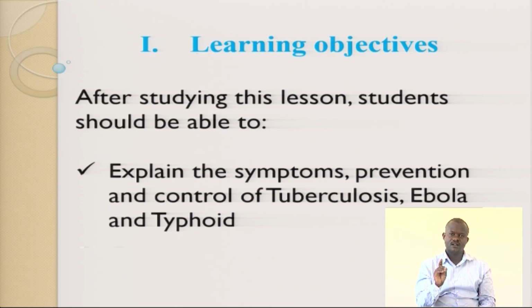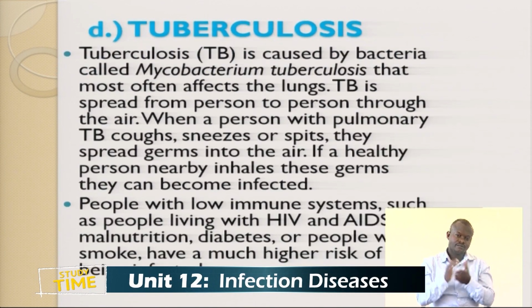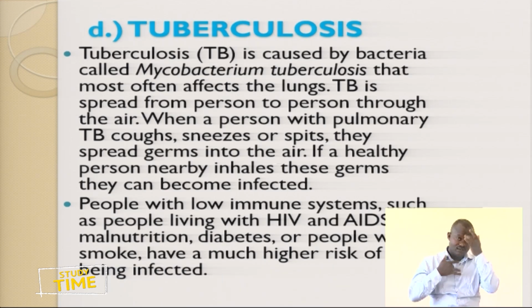People do suffer from typhoid. In a neighboring country, Congo, people died because of Ebola. And in very many other African countries, people died because of Ebola. Liberia and other countries where many people died because of Ebola. So we're going to discuss the 3 major infectious diseases. So let's start the lesson. We are going to start with one of the infectious diseases, which is tuberculosis.